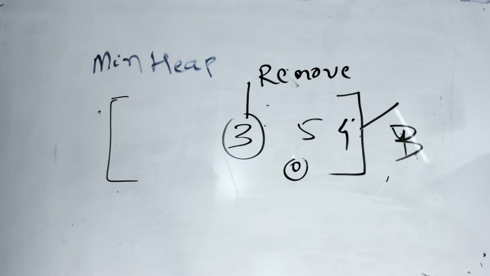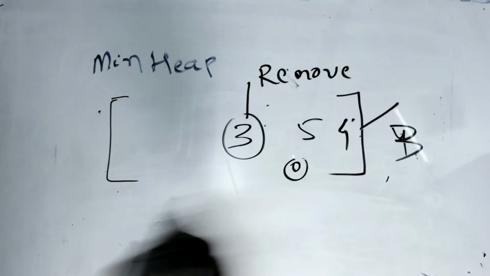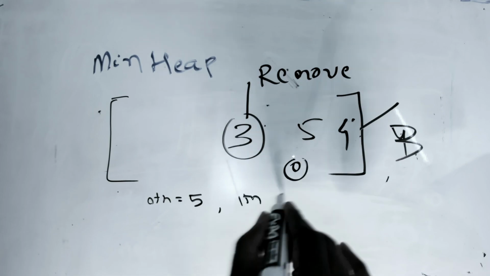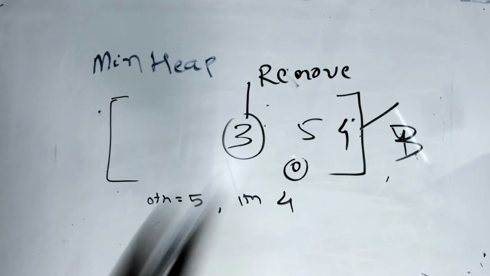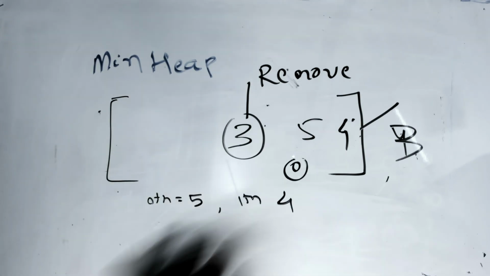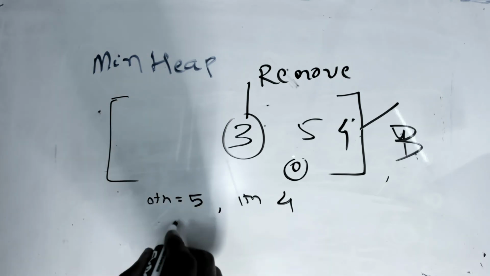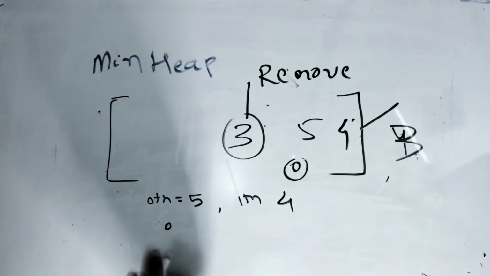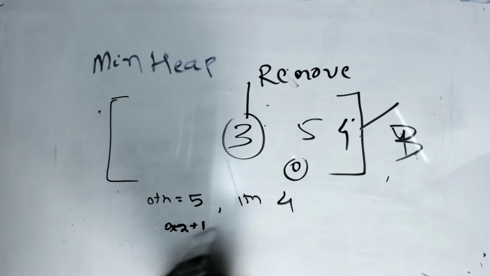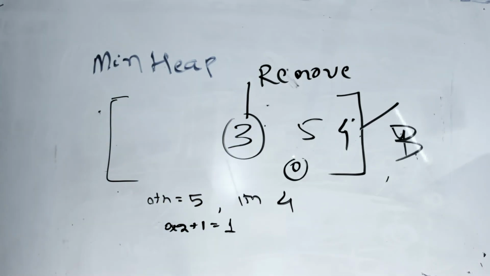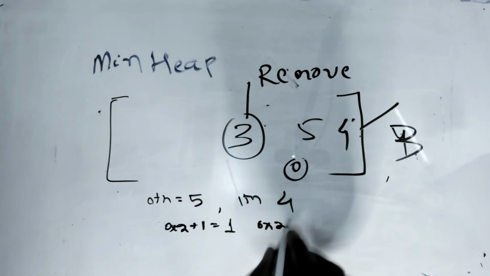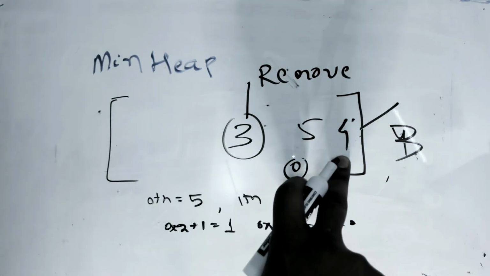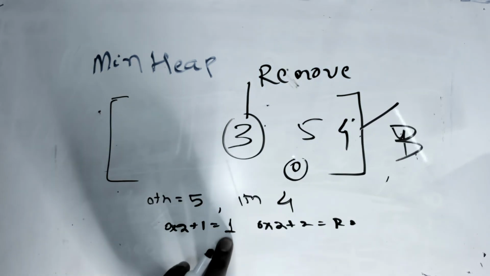So we get our minimum item. Now our 0th item becomes 5, and the 1st item becomes 4, right? Now it will check from parent to the children. To find the left child, our parent index is 0, so 0 into 2 plus 1, that is 1. This is the left child, and 0 into 2 plus 2 is the right child. Here we are not going to have a right child, but our child index will be 1.